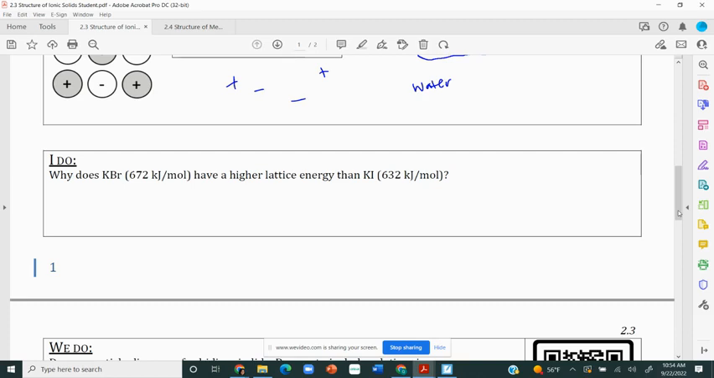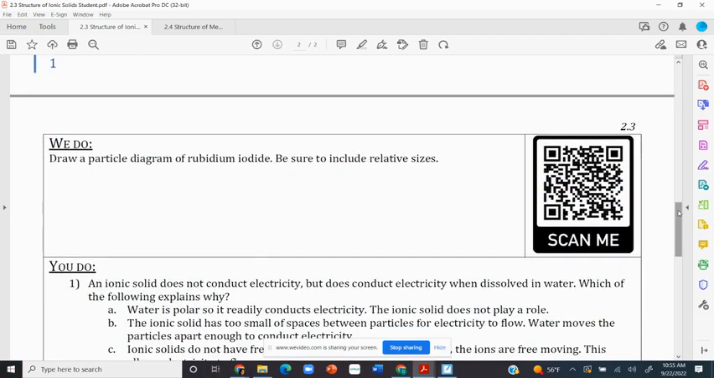Less distance. Yep. Stronger force of attraction. Okay. And then draw a diagram of rubidium iodide. Be sure to include relative sizes.